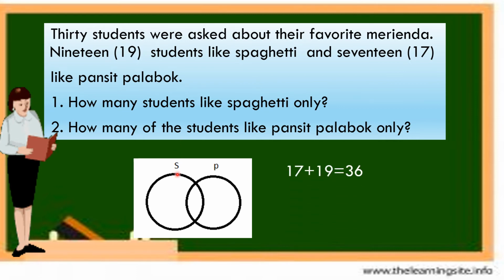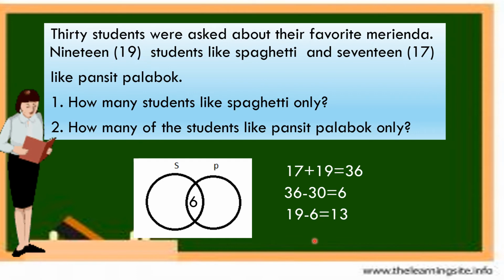First, we will add 17 plus 19 and that is 36. Since we have only 30 students, that is 36 minus 30, that is 6. So we need to place 6 in the intersection of spaghetti and palabok. Then after that, we will subtract 6 from 19. 19 minus 6 is 13. Then we subtract 6 from 17. We have 17 minus 6 is 11.